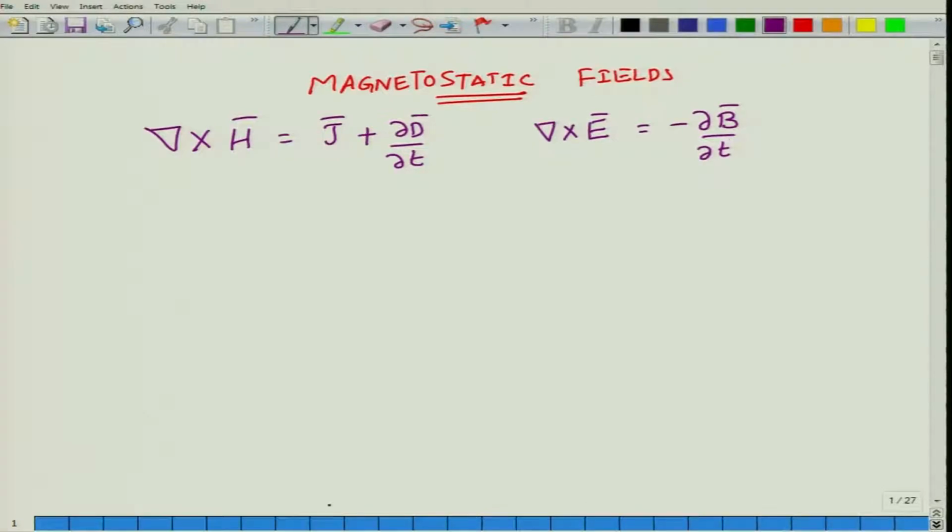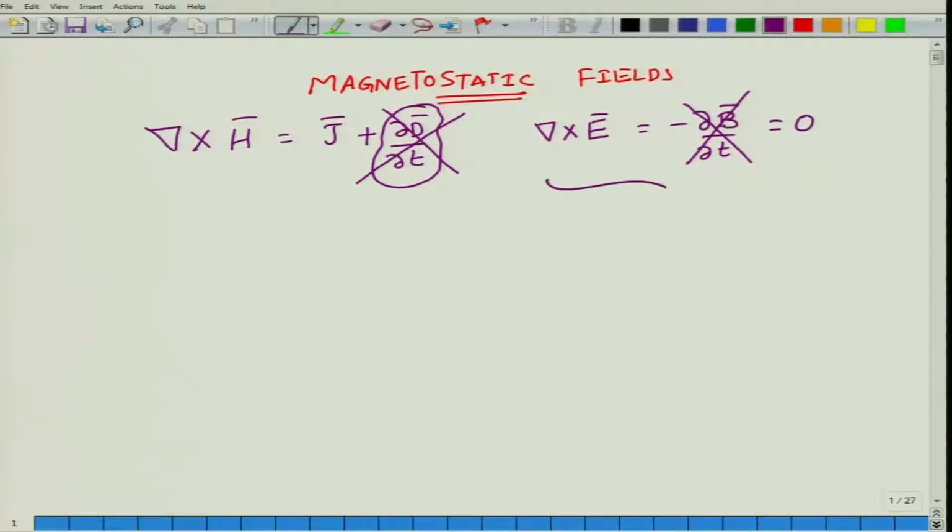But we are going to consider a scenario where the current is assumed to be stationary, that is to say we assume the current to be steady or DC. In such a scenario, there is no time variation, the current is constant with respect to time, and there is no displacement current as a result of it. Similarly, the magnetic field is not changing with respect to time, and therefore del cross E will be equal to 0.